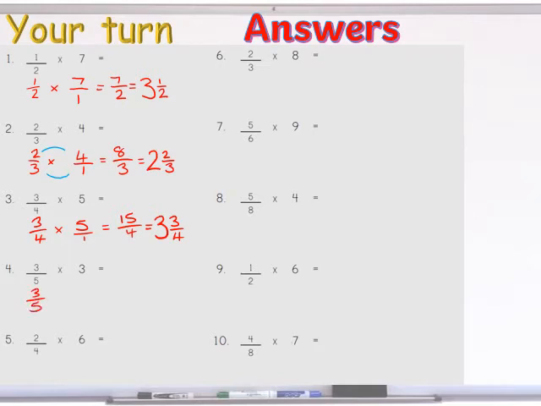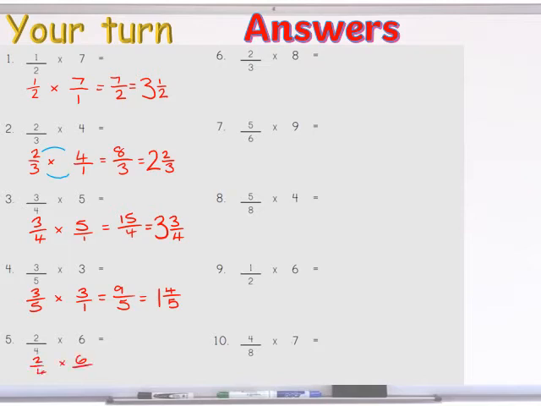3/5 multiplied by 3, but we need to turn it into a fraction, so it goes over 1, 3 over 1. 3 3s are 9, 5 1s are 5. Improper fraction again, 5 goes into 9 once. What's left over? The difference between 5 and 9 is 4, so we've got 4/5 left over.